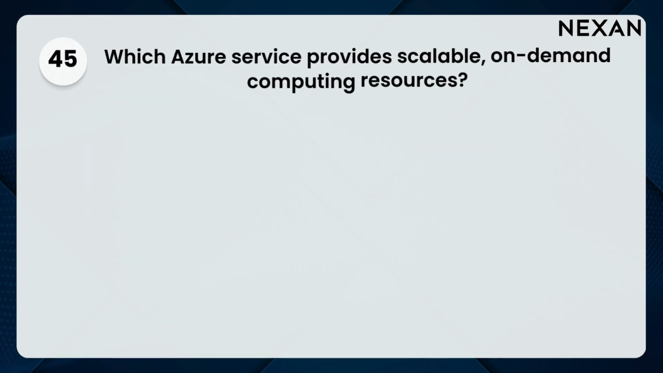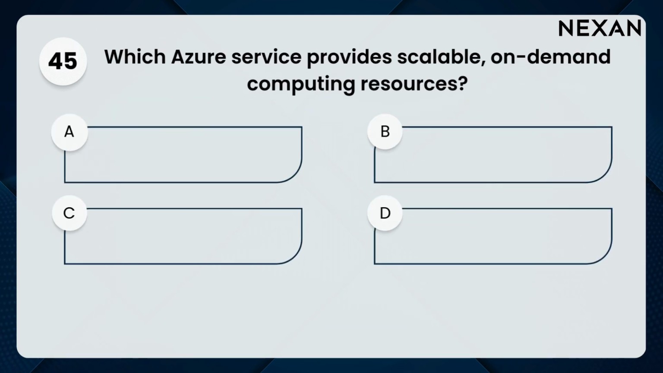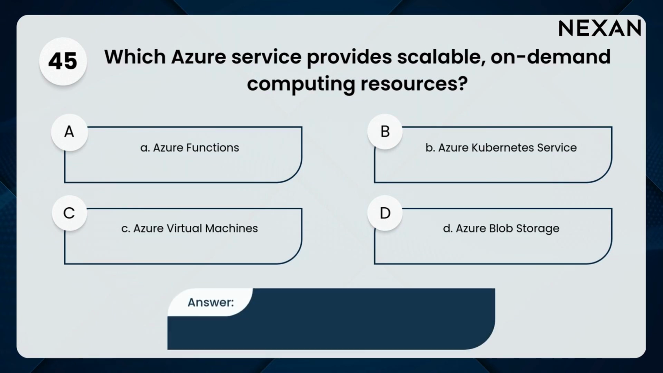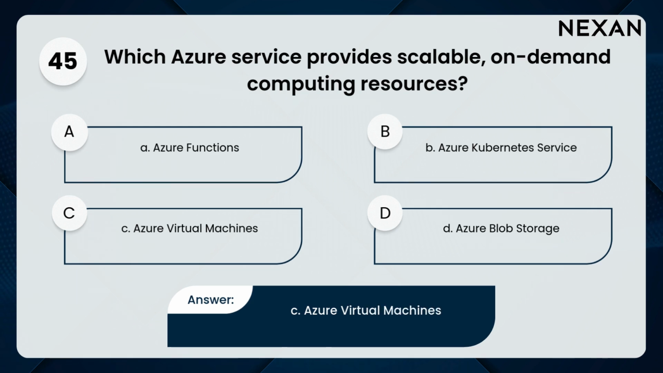45. Which Azure service provides scalable, on-demand computing resources? A, Azure Functions, B, Azure Kubernetes Service, C, Azure Virtual Machines, D, Azure Blob Storage. Answer: C, Azure Virtual Machines.